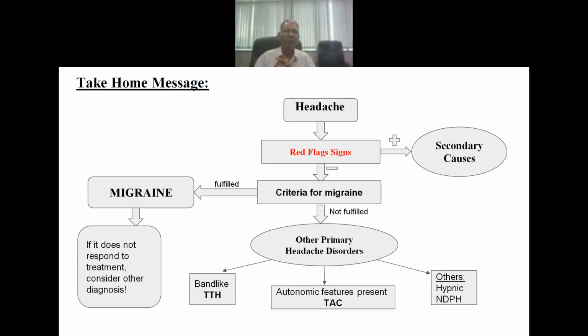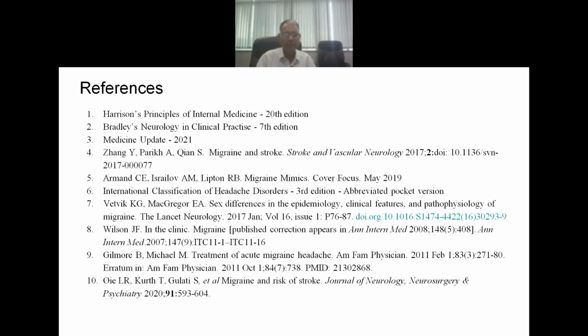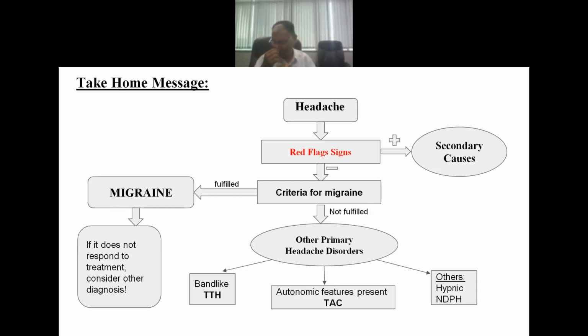So the take-home message, probably this is my last slide. The take-home message is that if you are dealing with a case of headache, think of red flag signs, which we have already talked about in our previous slides. If you can identify the red flag signs, then don't think of migraine, think of secondary causes.